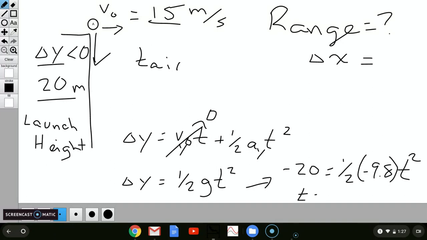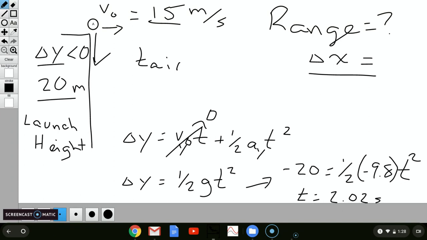All right, so we punch that into the calculator. Give me 1 second to get the calculator open here. And we get a time of 2.02 seconds. So it takes 2.02 seconds to hit the ground. That means if we need to calculate our range, the ball will be traveling for 2.02 seconds.